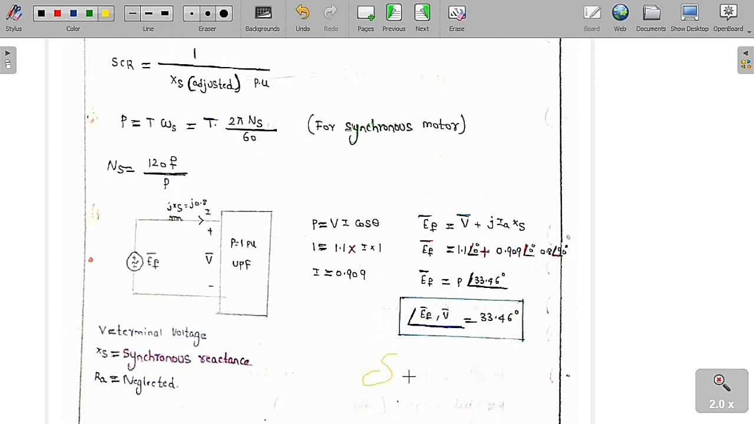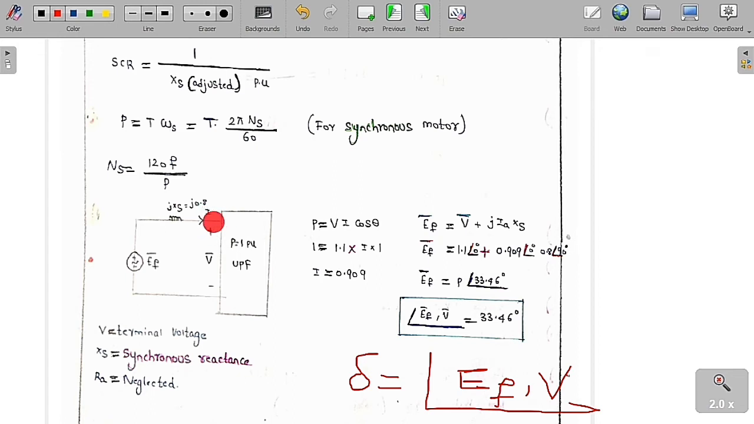So therefore delta is the phase angle between EF and V. Here I is equal to IA basically. This phase angle delta is called the load angle, torque angle, or power angle, which is the phase angle between EF and V. EF is called the induced voltage and V is called the terminal voltage.